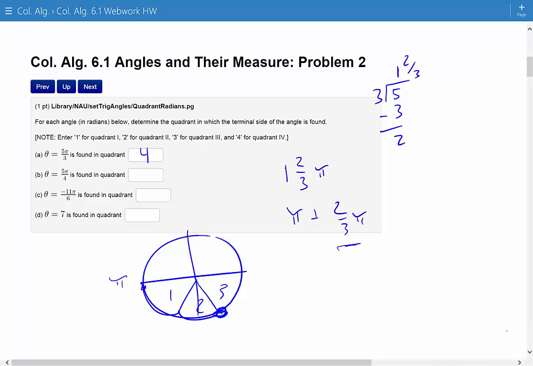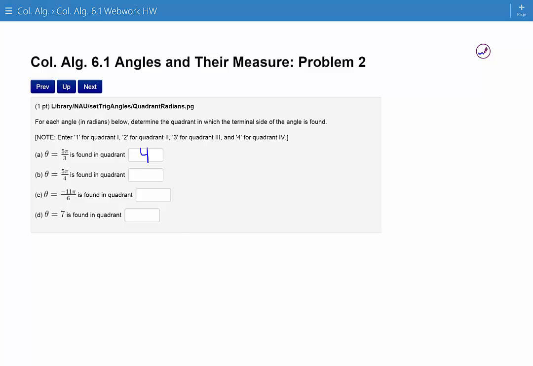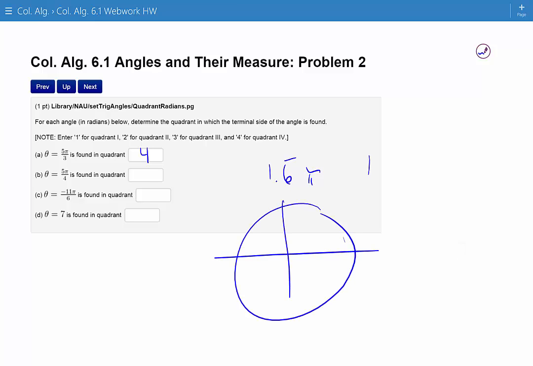Now this also works with decimals. So I could do 5/3 in my calculator and find out that's 1.6 repeating. So it's 1.6 repeating pi, which we know is, once again, 1 plus 0.6 repeating pi. So what that means is we're going around 1 pi, right?